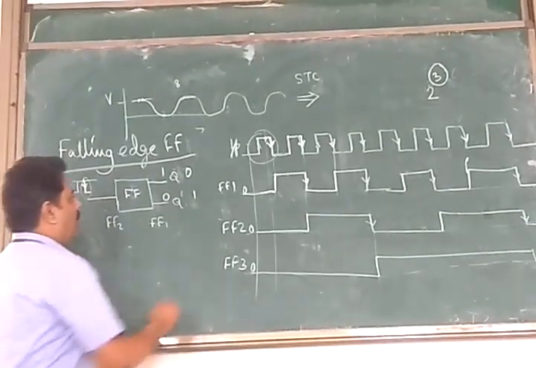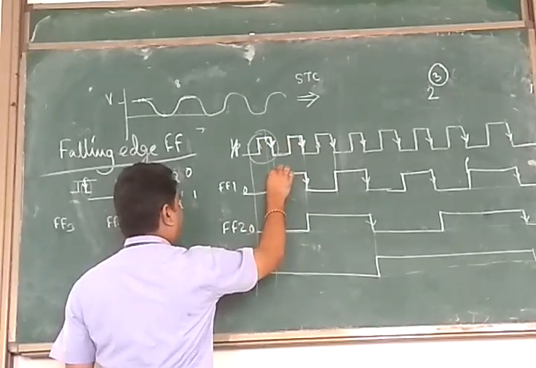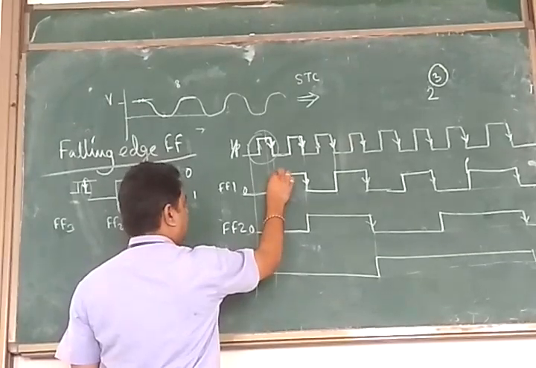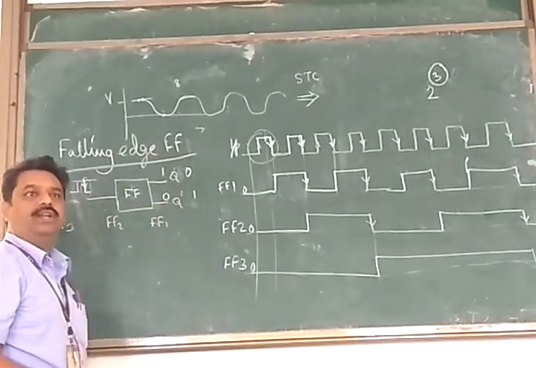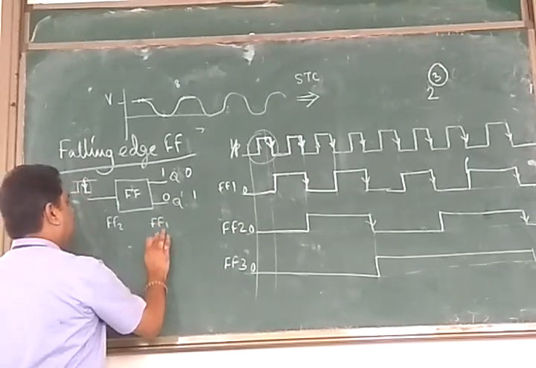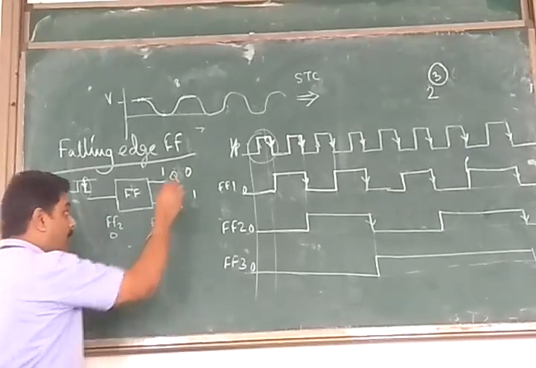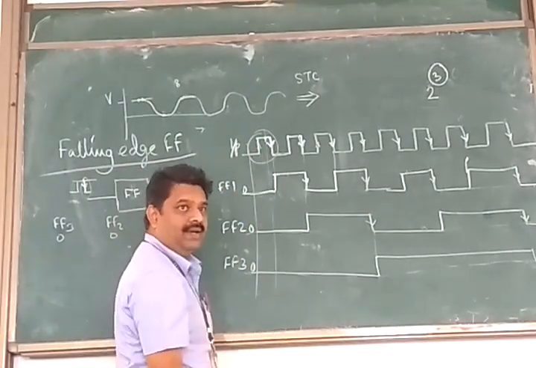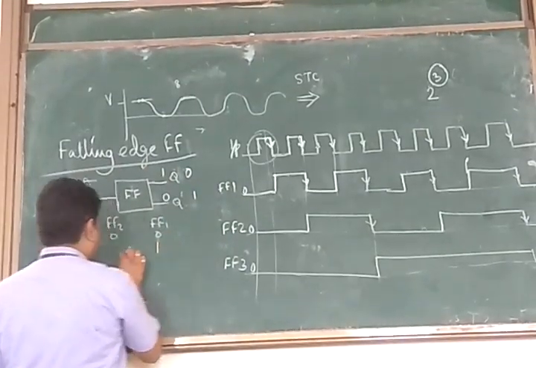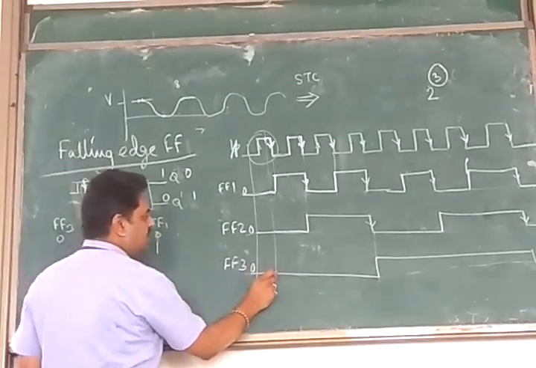Look at this. At the end of the first pulse, what is the state of F1? 1. It has reached 1. Isn't it? Yes or no? Yes. Right. So, 1. Before that, it is 0, 0, 0. The moment one pulse is completely over, it changes to 1. What is the state here? 0. What is the state here? 0.